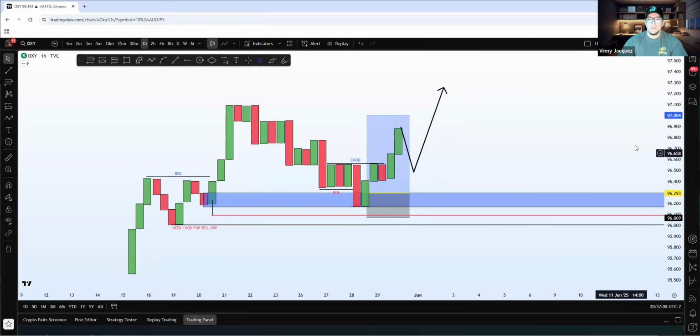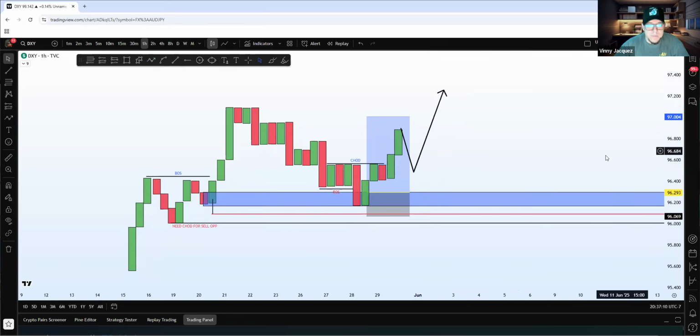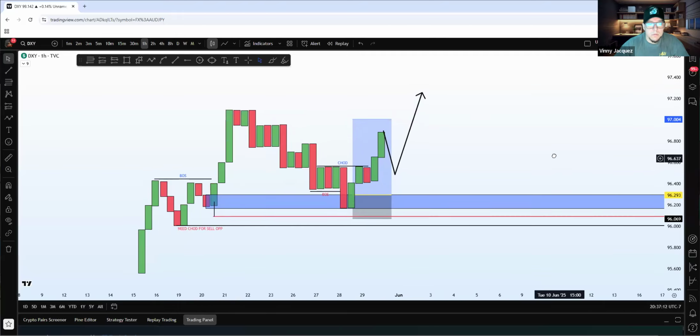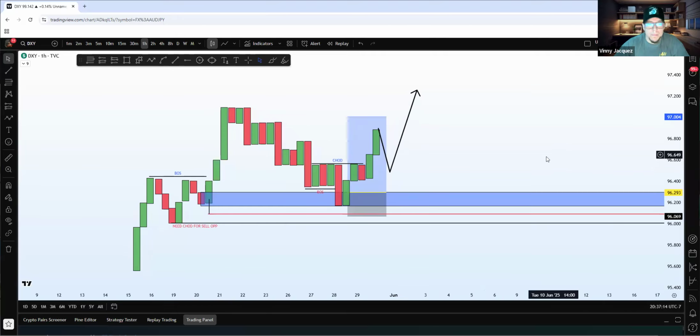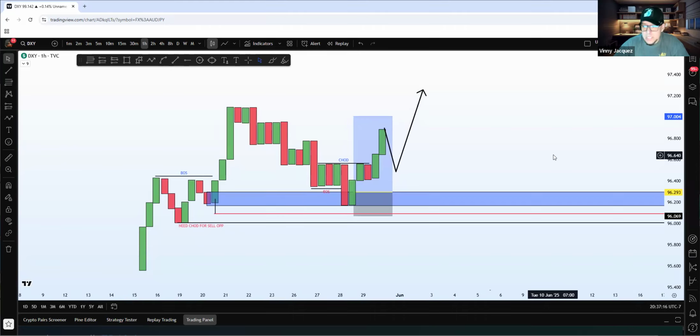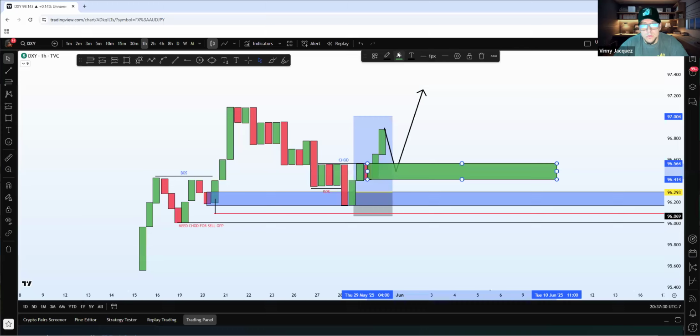Guys, give me a 10 if this is making sense. This is how we look for continuation moves. Sometimes these aren't going to be head and shoulders. Sometimes it's just going to be a starting point. All right. Whether you take the first touch here or you wait for your second opportunity here, that's on you.